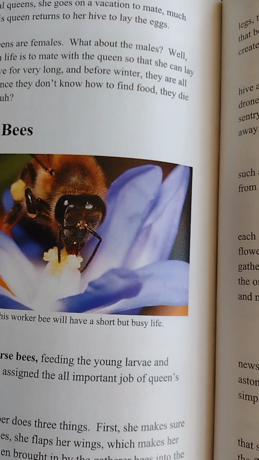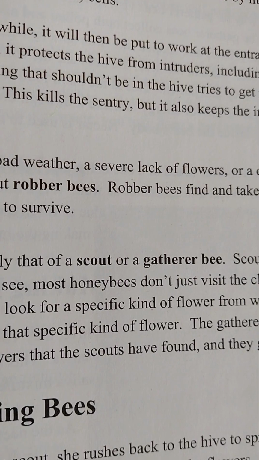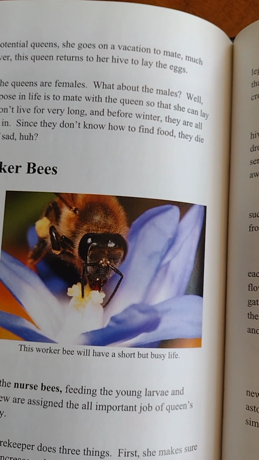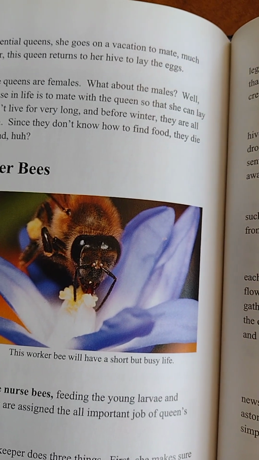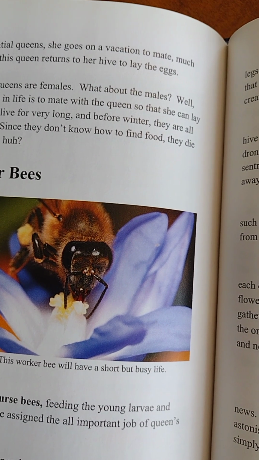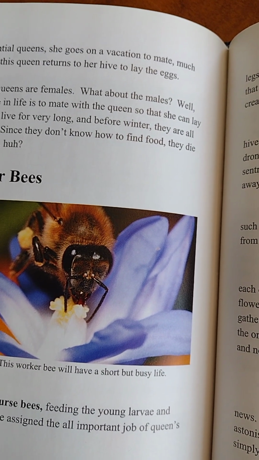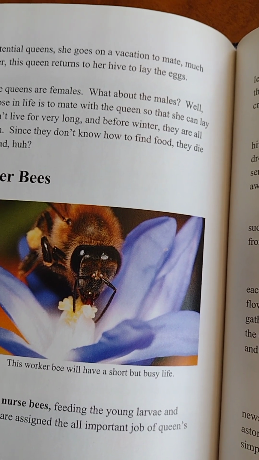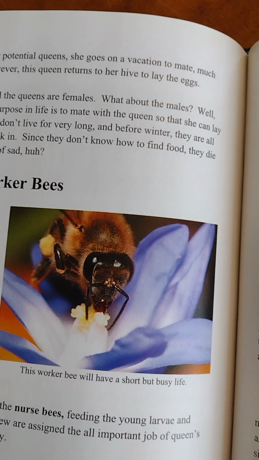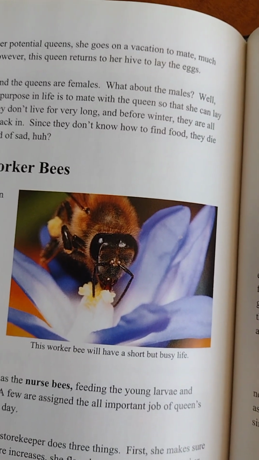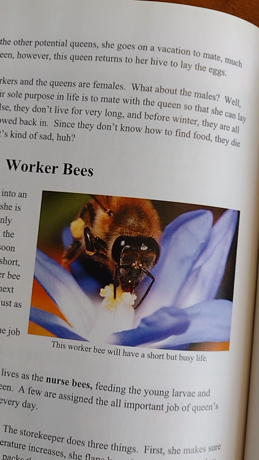The last job that a worker bee has is usually that of a scout or a gatherer bee. Scouts go out each day searching for just the right flower. You see, most honeybees don't just visit the closest flowers. Instead, bees in a particular hive usually look for a specific kind of flower from which to gather nectar or pollen. The scout's job is to find that specific kind of flower. The gatherer bees are the ones that you usually see. They go to the flowers that the scouts have found and they gather pollen and nectar to bring it back to the hive.